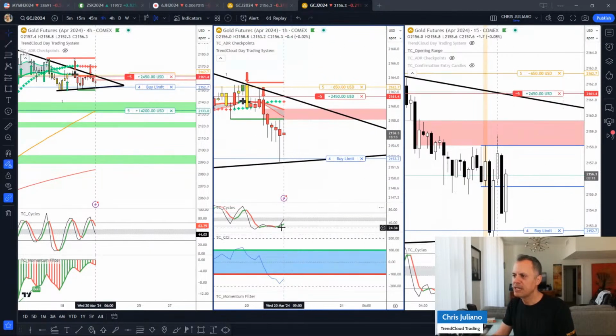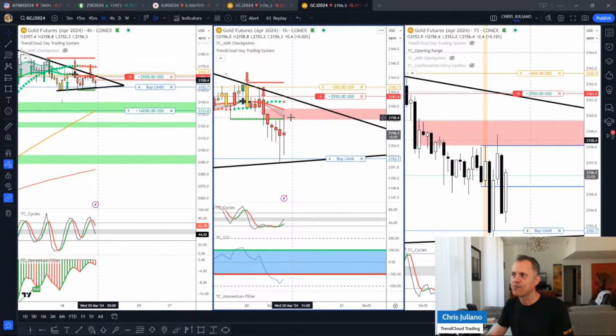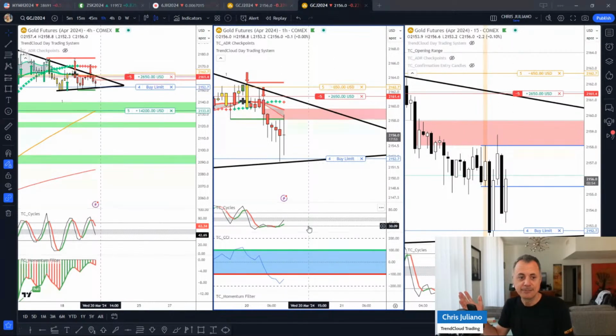Okay, so we could be capturing this corrective move, but look what it did. It totally did what we said it was going to do. Where did it pull back into? It pulled back into that 1 hour trend cloud right there. That's what we boxed out here and made a move down. Trend cloud, right? It told us.